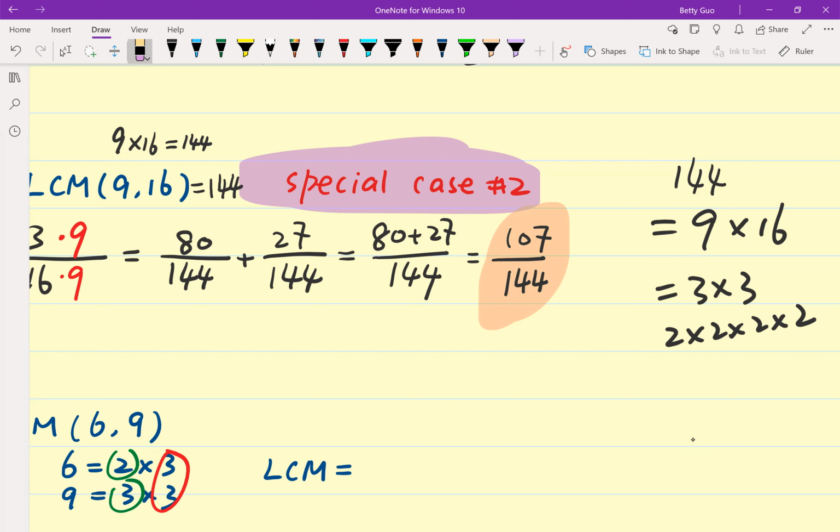However, 107 is not divisible by 2. 2 is not a factor of 107 because 107 is not even, right? 107 is not divisible by 3 either because 1 plus 7 is 8. 8 is not divisible by 3, right? So it means 144 only has 2 different prime factors, but 107 doesn't have either of those. So we cannot reduce them. Means they have no common prime factors. They are mutually prime. Better? Yes?